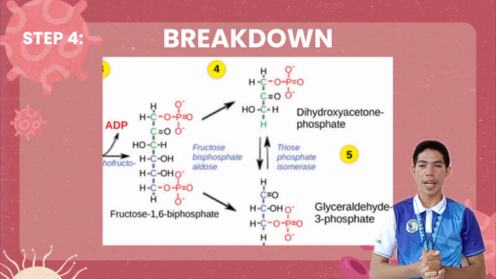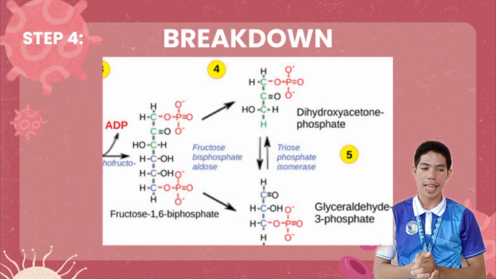And this is the figure of step 4 of glycolysis. And as you can observe, si fructose 1,6-bisphosphate is divided into 2. So we have DAP and G3P.